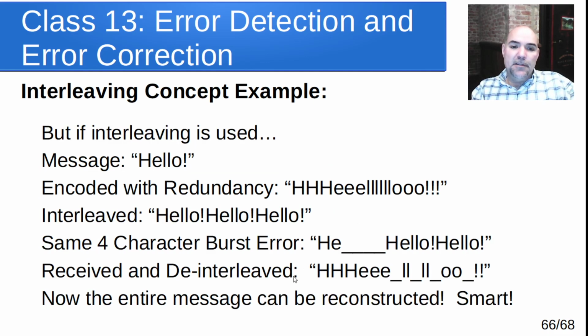But if we used interleaving, we might do something like this. We have this message with our redundancy added, and then we interleave it. H-E-L-L-O, we kind of interleave it so it's spread out like this. And now a burst error would hit that, but when we de-interleave it, we now get this, H-H-H-E-E-E blank L-L blank L-L blank O-O blank exclamation mark, and now we can reconstruct that.